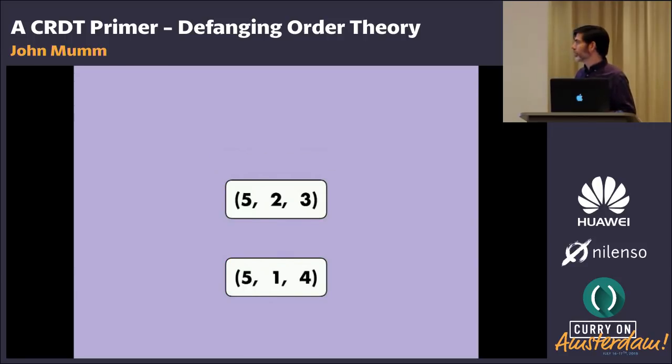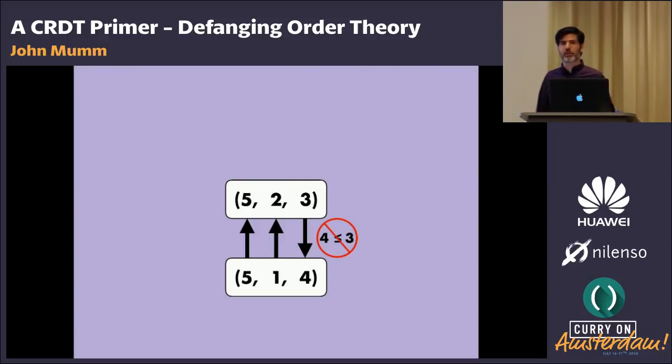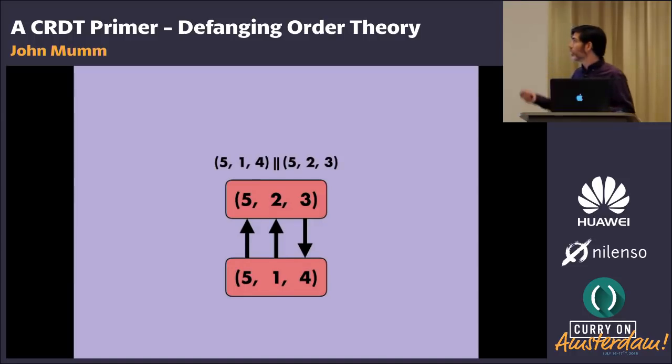All right, let's look at a different example. Here 5 is less than or equal to 5 and 1 is less than or equal to 2. But because 4 is not less than or equal to 3, because we've got an arrow going in the wrong direction, this means neither happened before the other. In the distributed systems literature, we'd say they happen concurrently. And in our case, we're saying they're incomparable.